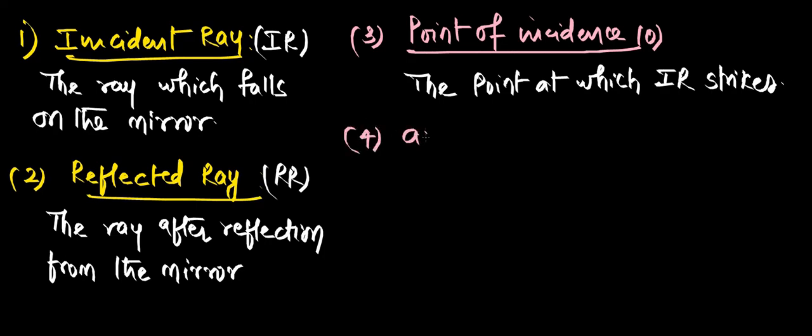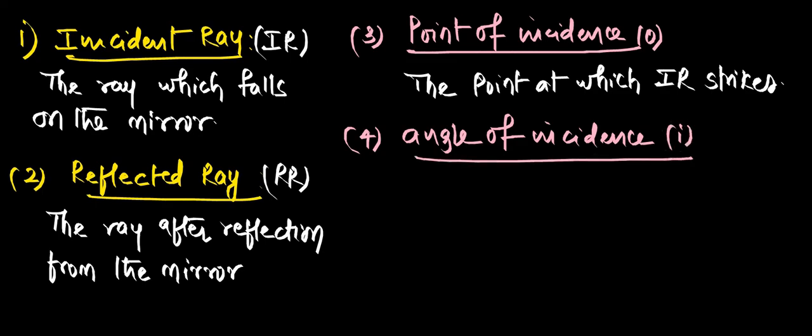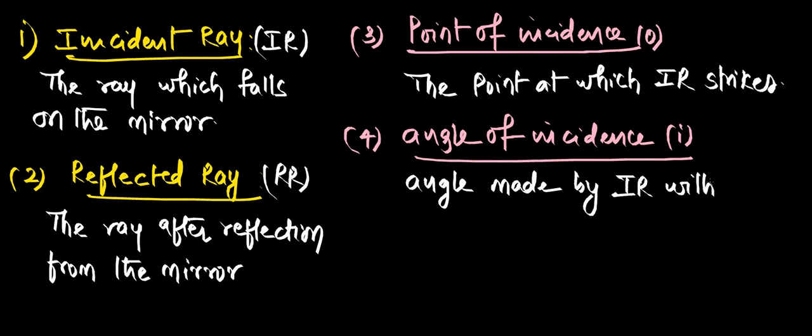Number 4, angle of incidence: the angle made by the incident ray with the normal. When you use the words "made by the incident ray," you have to mention "with the normal." So this is the angle made by incident ray IR with the normal.